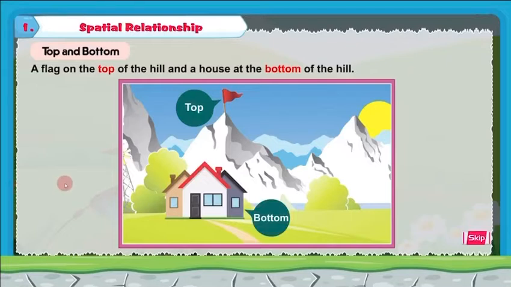Here it is saying a flag is on the top of the hill. Yes, the flag is at the top. This is the top part of the hill and a house at the bottom of the hill. So there is a house at the bottom part of the hill.